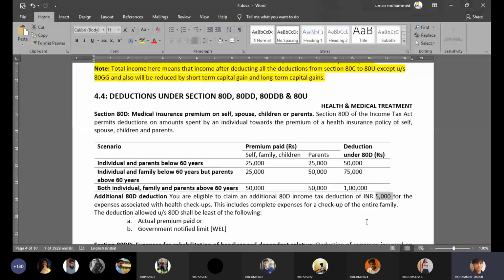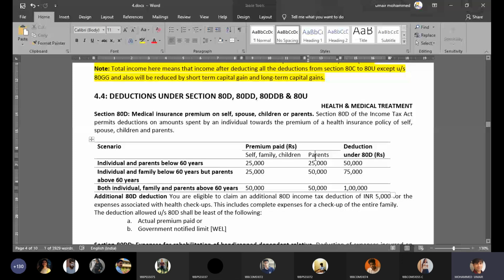5,000. So now let's say in my case, I do have health insurance for my family and for my parents. For myself, my spouse and my children, I pay 23,000, and for my mother, I pay 22,000. So what is the amount of claim I can make? The answer is full amount, because for self, spouse and children, I'm paying 23,000, which is within the limit. And for my mom, I am paying 22,000, which is also within the limit. So 23 plus 22, I can claim 45,000.